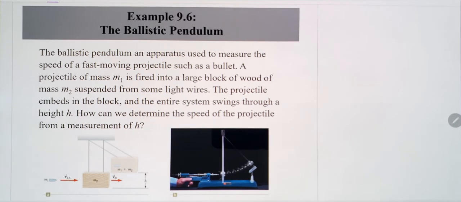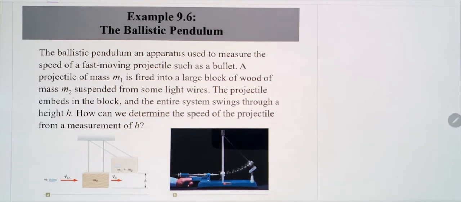Okay. The ballistic pendulum apparatus is used to measure the speed of a fast-moving projectile, such as a bullet. A projectile of mass m1 is fired into a large block of wood of mass m2, suspended from some light wires. The projectile embeds into the block, and the entire system swings through a height h. How can we determine the speed of the projectile from the measurement of h?